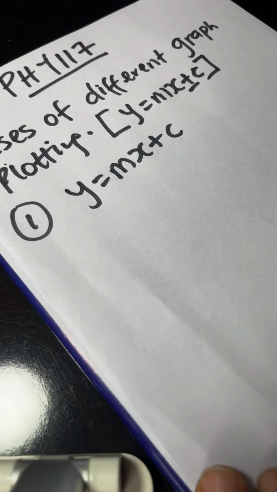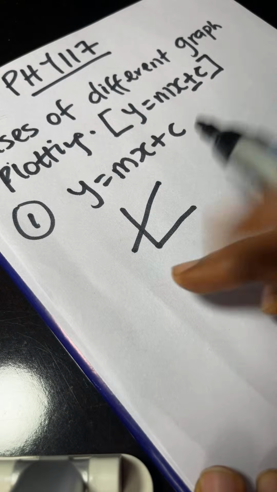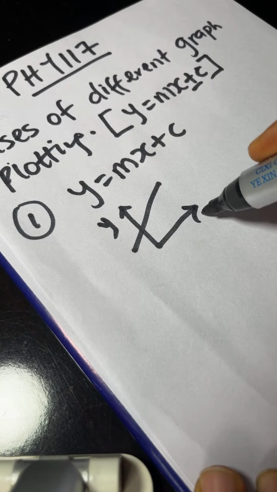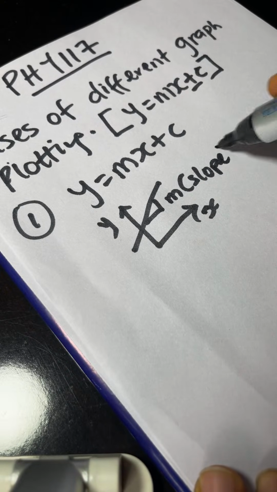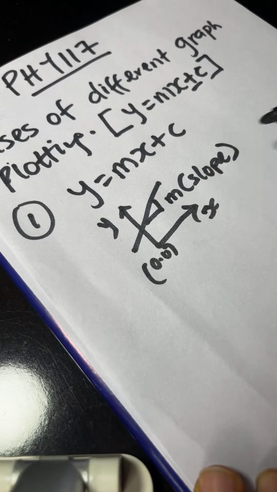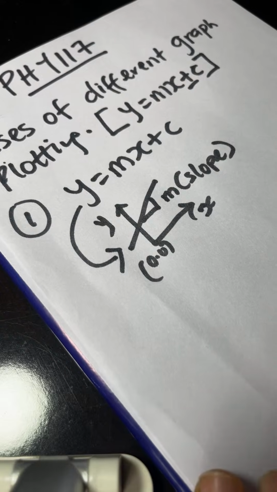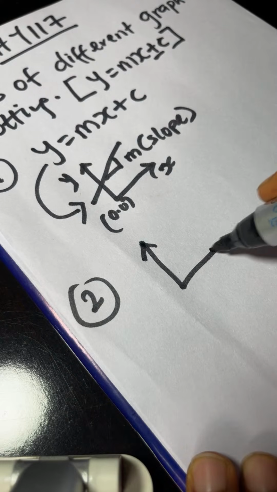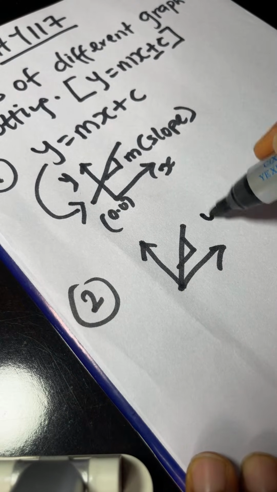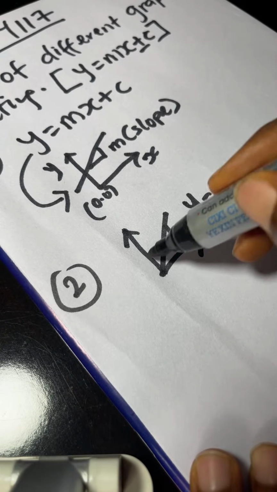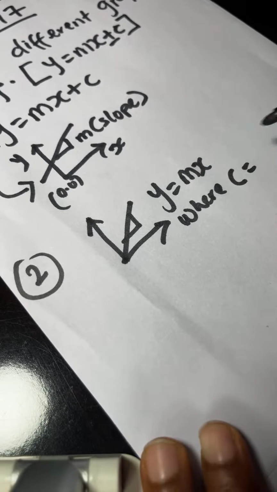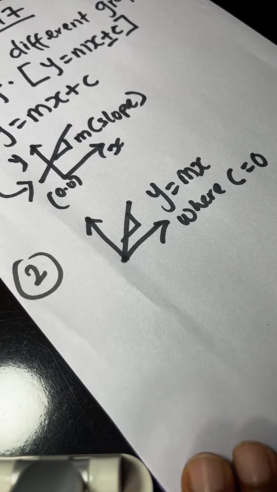Now when you see this kind of case, you know that your graph is automatically passing through the y-intercept. This will be your m, which is the slope. This is the origin, 0,0. So this falls under this. Now for case 2, we have something like y = mx, where if your y is equal to mx, that means there is no intercept. Automatically your c is equal to what? 0. Are you guys hearing me?